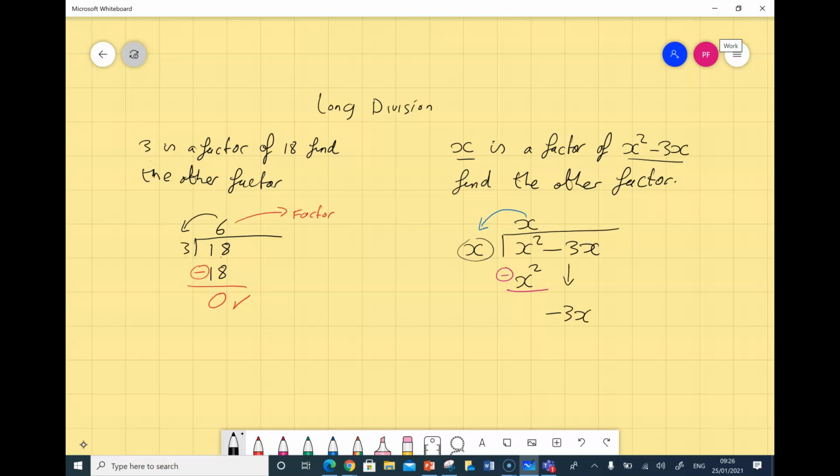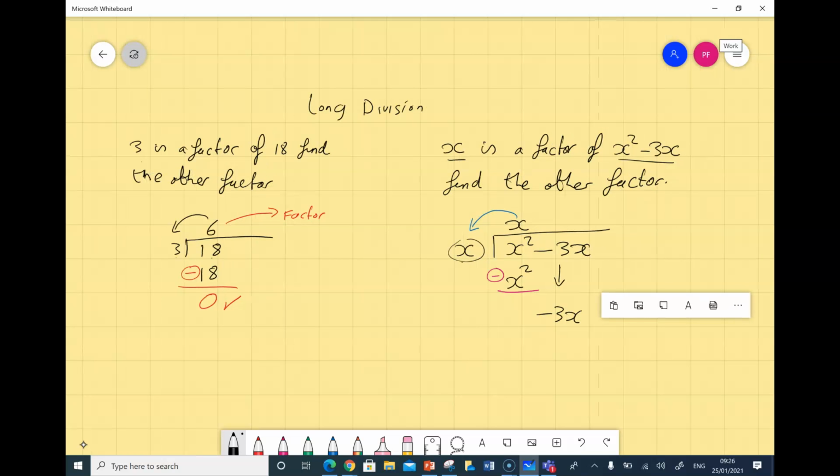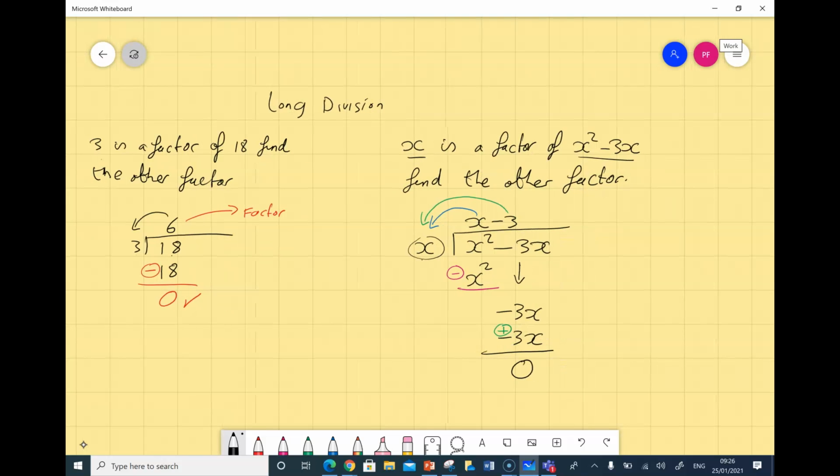So now I begin all over again. x multiplied by what will give me minus 3x? Well, minus 3. And now I multiply back down. Minus 3 multiplied by x is minus 3x. So now I'm going to subtract my bottom line from the top, and I do that by changing my sign. Minus 3x plus 3x is 0. So I have 0 remainder. That means I'm finished. So x minus 3 must be the other factor.